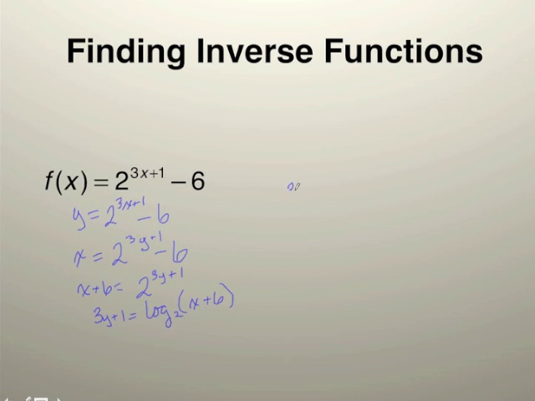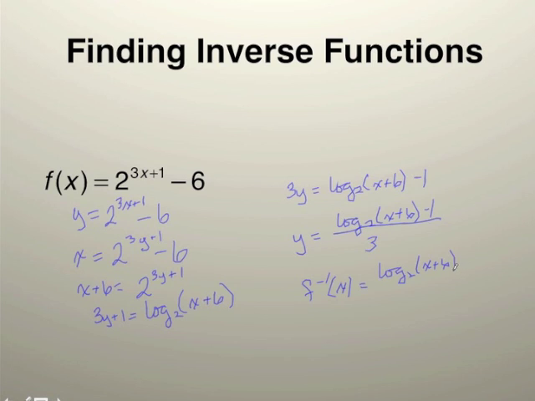Moving the 1, I'll get 3y equals log base 2 of x plus 6, minus 1. I had to subtract from both sides. Now I need to divide by 3. So y equals log base 2 of x plus 6, minus 1, all over 3. And of course, that is f inverse of x is log base 2 of x plus 6, minus 1, all over 3. And this will be my inverse function.